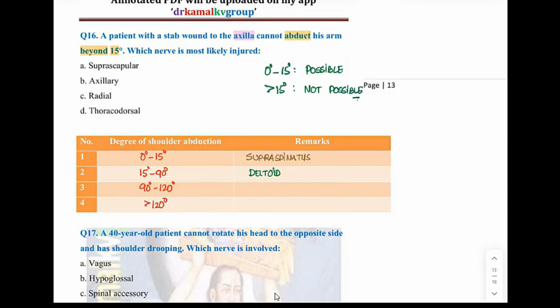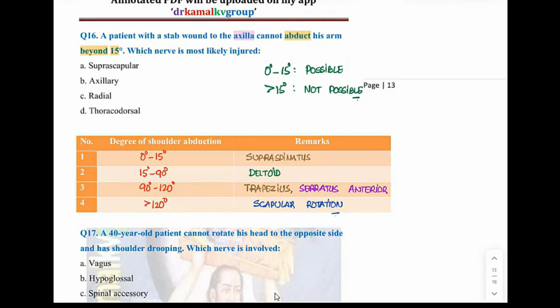The muscle which takes upper limb 90 to 120 degree of abduction are two actually, trapezius and serratus anterior, and lastly beyond 120 degree there is no muscle, it is only scapular rotation. Okay, so there is no muscle involved here.